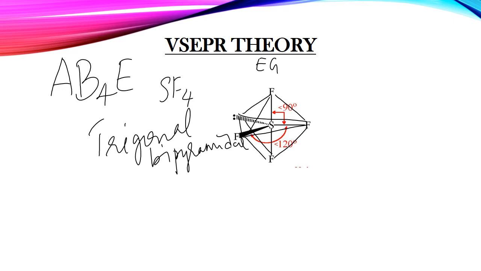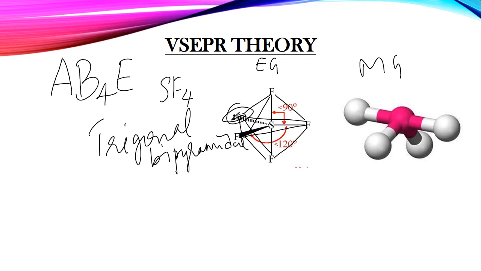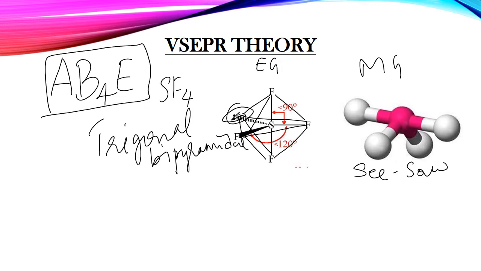To find out the molecular geometry, we just ignore this lone pair, consider only the bonded pair, and what we see is a seesaw geometry. So the molecular geometry of compounds or molecules where we have four atoms and one lone pair around the central atom will be seesaw.